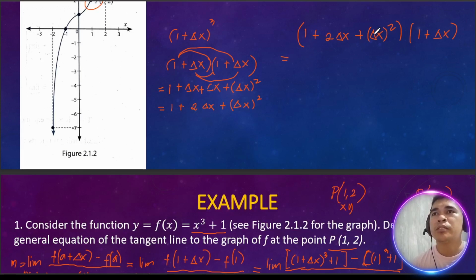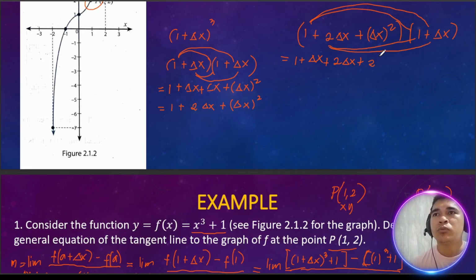Right, it is the third power. So, equals, we have 1 times 1, 1. 1 times delta x, so delta x. Then 2 delta x times 1, so plus 2 delta x, plus 2 delta x times delta x, so 2 delta x squared. Then plus the square of delta x times 1, so the square of delta x, plus the square of delta x times delta x, so we have the cube of delta x. Okay, simplify: 1 plus delta x plus 2 delta x, we have 3 delta x; plus 2 square of delta x plus square of delta x, we have 3 square of delta x, plus the cube of delta x.